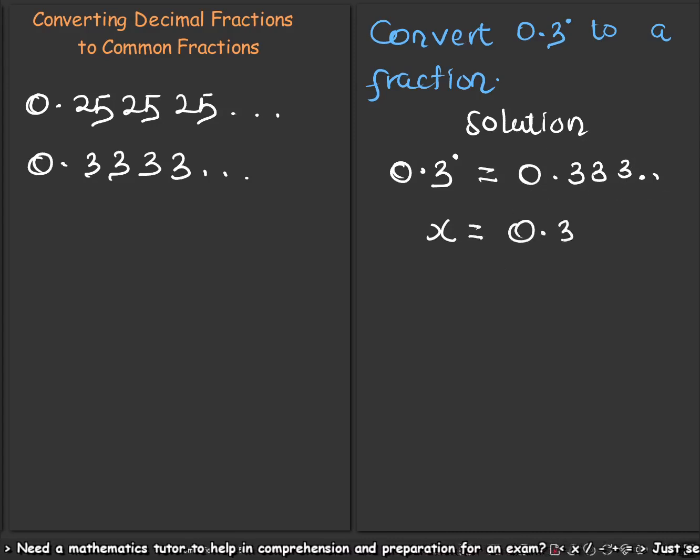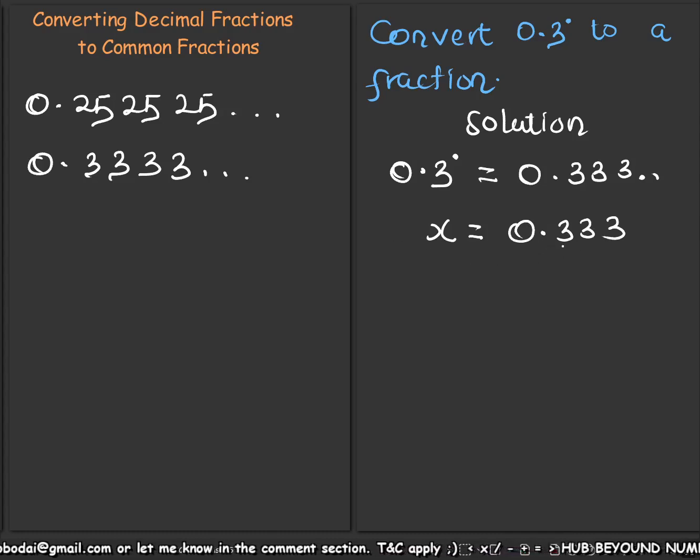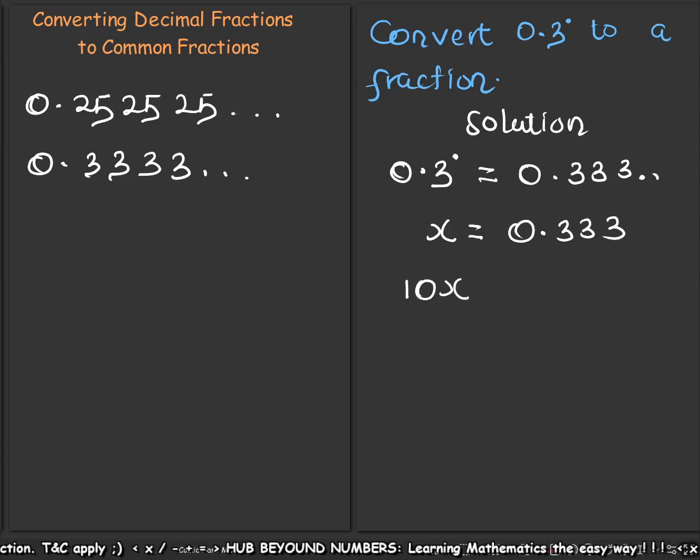So x equals 0.333. We said it is just one digit that is repeating. If it is one digit that is repeating, multiply both sides by 10. If it is two digits repeating, you multiply both sides by 100. If it is three digits, multiply by 1,000. What you multiply by depends on the number of digits repeating, and in this case it is just one. So let's multiply both sides by 10.